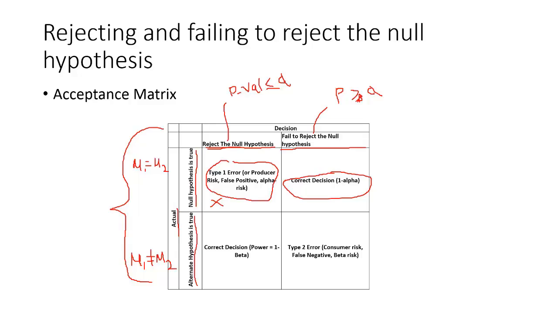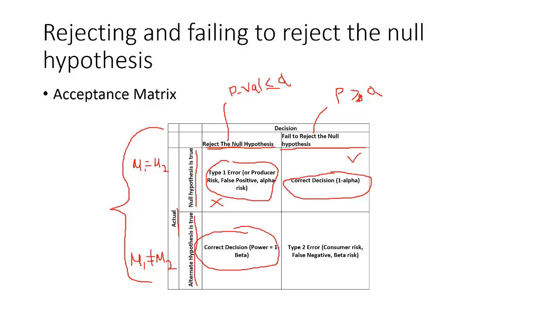So that's okay, you're happy with that, right? Reality was that the null hypothesis was true, and you didn't find any evidence to reject the null hypothesis. So you did the right thing. So you're happy in this quadrant. Now let's come to this quadrant out here.